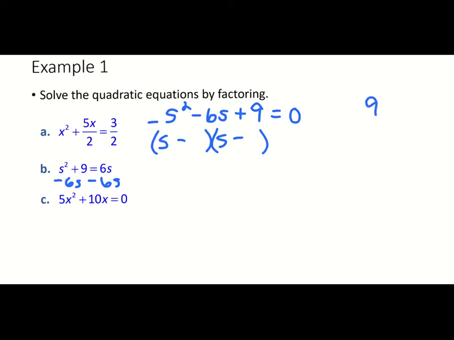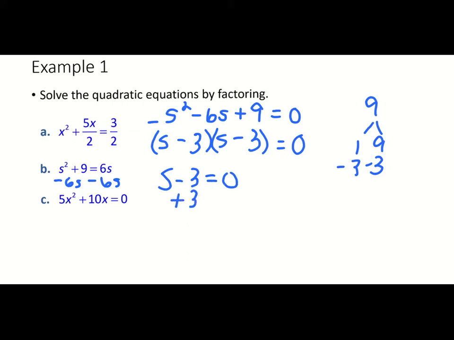And then if you look at the factors of 9, you can do 1 and 9 or 3 and 3. And I need to have a negative 6, so I'm going to use my 3 and 3. So it's going to be s minus 3 and s minus 3 equals 0. And then when we solve it, they're both the same. So I only have to solve one of the two. And I'll add 3 to both sides. So I get s equals 3. And it's what we call a double root. It's the same solution for both variables. And so our answer is 3.